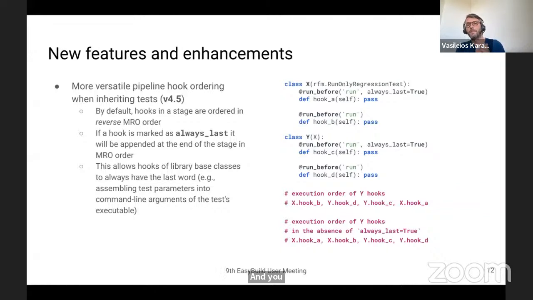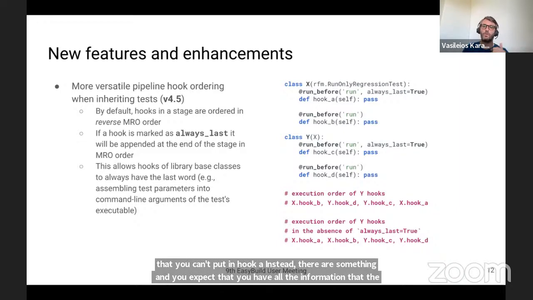But the problem is that the order of execution of hooks in ReFrame was very specific. They follow the reverse MRO order. So for example, imagine the example with X and Y test, and ignore for the moment the always last. The order of hooks for the run stage in this example would be first hook A from the base class, then hook B, then hook C, then hook D. That's problematic in the sense that you can't put something in hook A in the run stage and expect that you have all the information that the subclasses changed in the test.